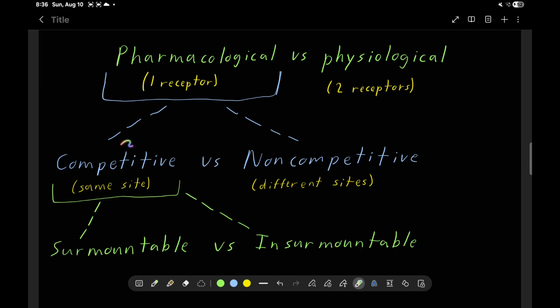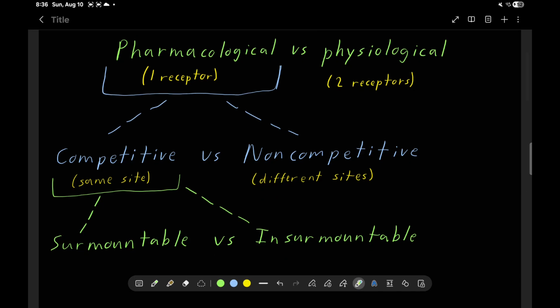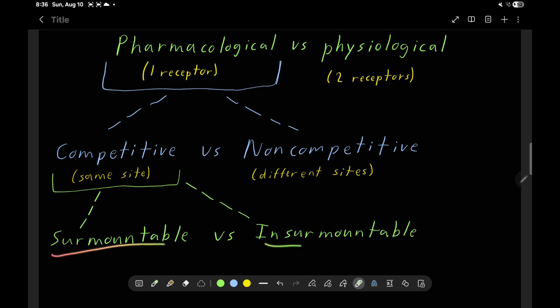Okay, so now that we've looked at competitive versus non-competitive antagonists, so your agonist and antagonist binding onto the same site versus binding onto different sites, the last way in which we can break down competitive antagonism even further is by comparing surmountable versus insurmountable antagonism. So basically, surmountable antagonism means that you can overcome this type of antagonism by adding more agonist, while insurmountable means that the antagonism is insurmountable. No matter how much agonist you add, you cannot overcome or surmount the antagonism that is taking place. So let's take a look at what this might look like.